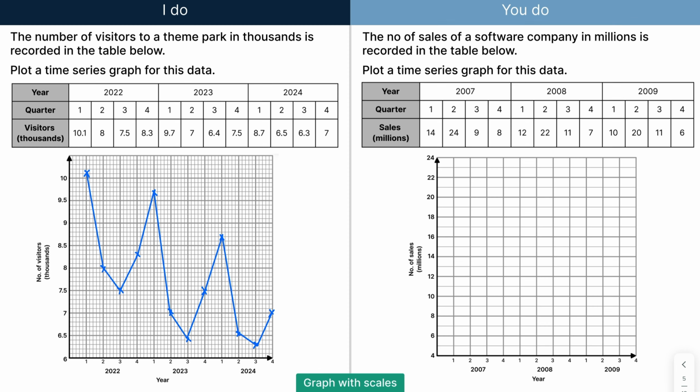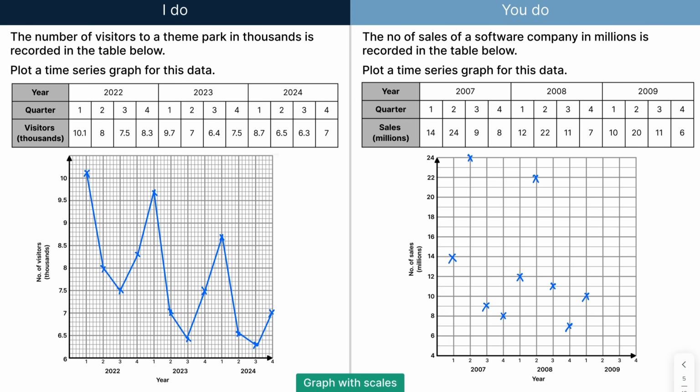If you look at the example on the right, again, hopefully you've pressed pause and had a go. The first bit of data is through 2007, so that would be from here to here. It's saying 1 and 14. So we're going to go to 1, we're going to go up to 14, and that's the first point right there. So 1 and 14. Then it's 2 and 24. 3 and 9. 4 and 8. 1 and 12. 2 and 22. 3 and 11. 4 and 7. 1 and 10. 2 and 20.